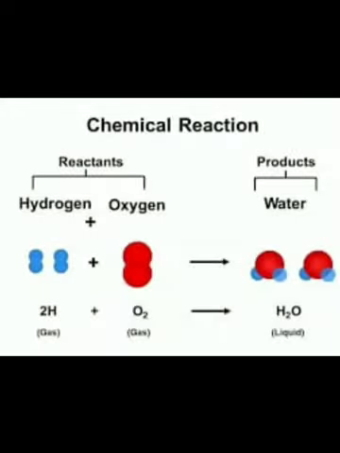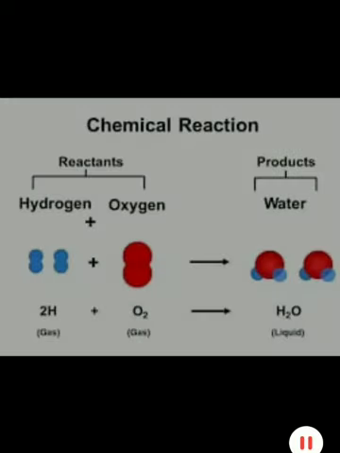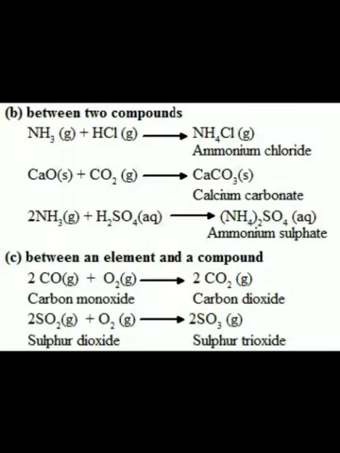Now we discuss the reaction between compound and compound. See here, when a compound reacts with another compound, that means a reaction between two compounds. Ammonia reacts with hydrochloric acid to give ammonium chloride. Both are compounds. Synthesis reaction means A plus B gives rise to AB. It may be element and element, element and compound, or compound and compound.